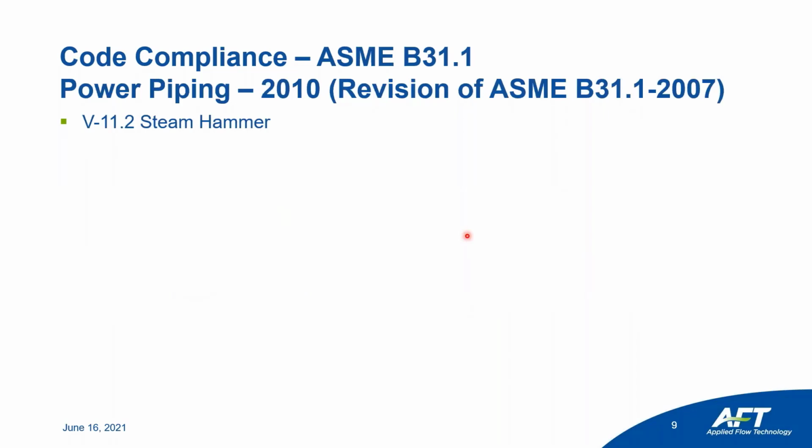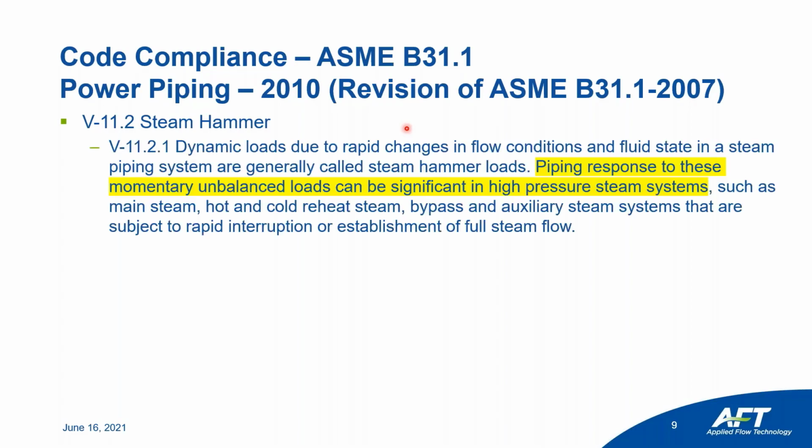Another code that is commonly used is ASME B31.1 power piping. And although it's focused on steam, it's used as a good reference for many pipe stress engineers when they're designing for other gas transient events. So in section 5-11.1, it talks about steam hammer. And in section 5-11.2.1, it defines steam hammer.